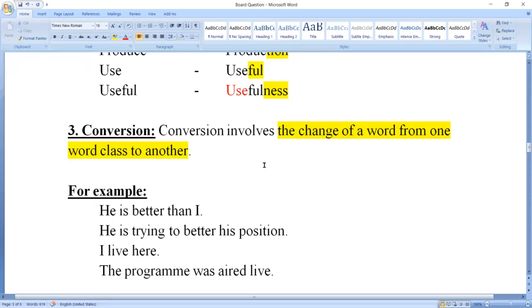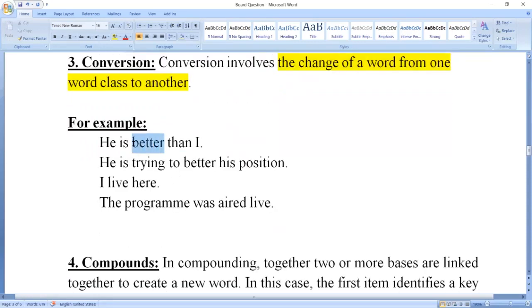Like here, the word better is an adjective. According to the sentence, it has been used as an adjective. That is, he is better than I. Here, better is in its comparative form. But in this sentence, the word is the same, but has been used as a verb. Okay, so this system is called conversion. The word may be the same, but its use may be different.